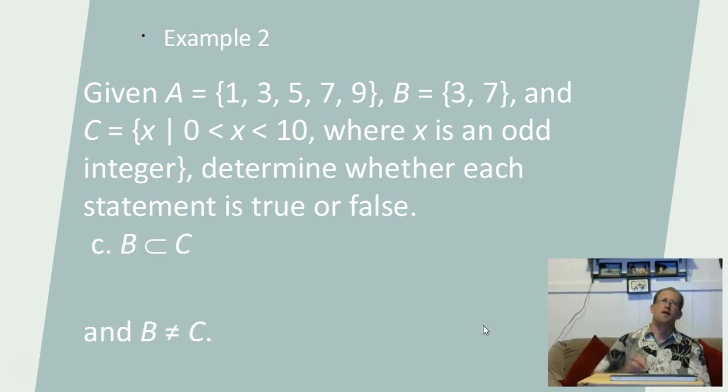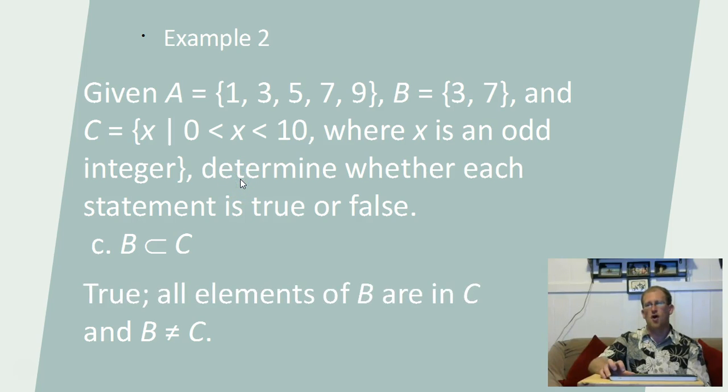Okay, one more. Given the same three sets, determine if B is a proper subset of C. Do 3 and 7 meet the rule that it's an odd integer between 0 and 10? Yes, 3 and 7 are both odd integers that are between 0 and 10. Here they are right here in the equivalent way, right? And so this part is true. All of the elements of B are in C, and B itself is not the same thing as C because it doesn't have the other numbers. So it fits inside it. So it is true that B is a proper subset of C.